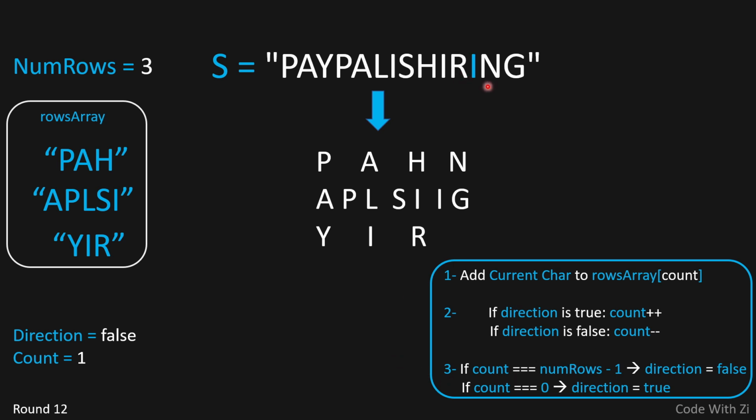Current character is I. We're gonna add I to our array at the count index, which is this one here because count is 1. So let's do that. Direction is false. So let's decrement count. And in step 3, count is equal to 0. So we're gonna assign true to direction. So direction is gonna be equal to true.